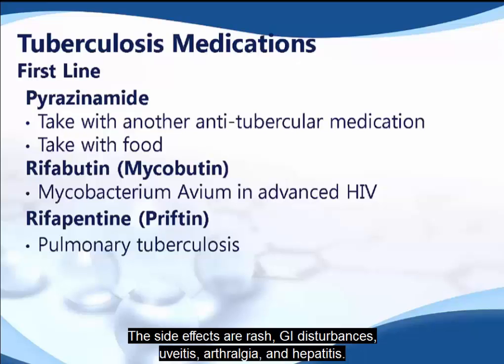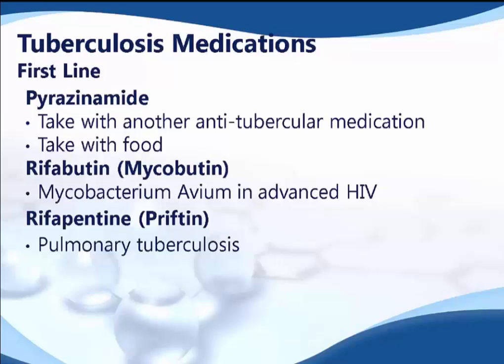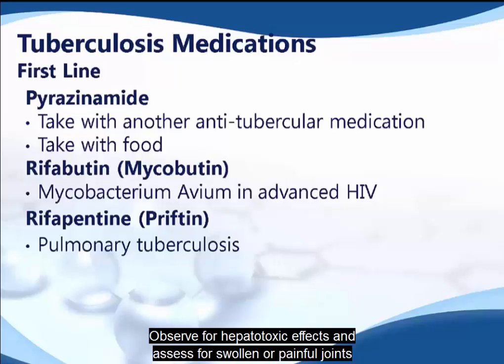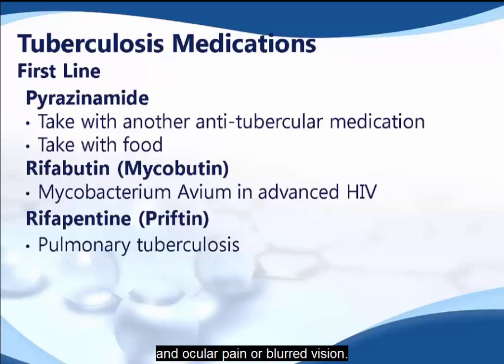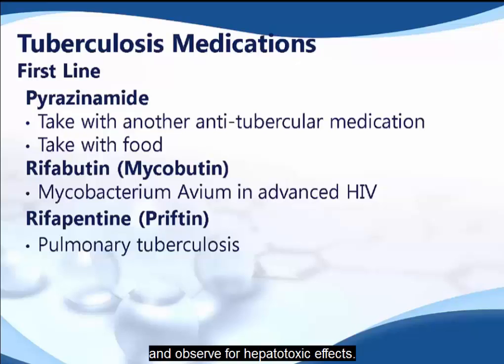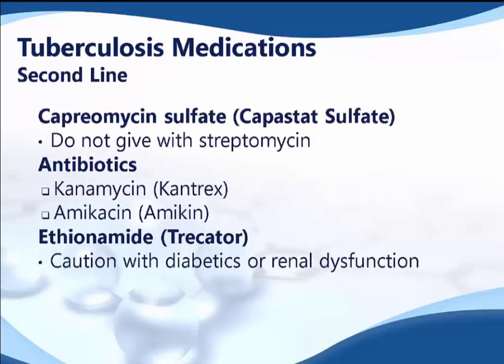The side effects are rash, GI disturbances, uveitis, arthralgia, and hepatitis. Observe for hepatotoxic effects and assess for swollen or painful joints and ocular pain or blurred vision. Rifampin is used only for pulmonary tuberculosis. The side effects are red-orange body secretions and hepatotoxicity, so observe for hepatotoxic effects.